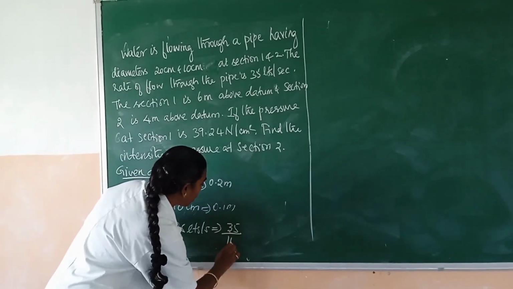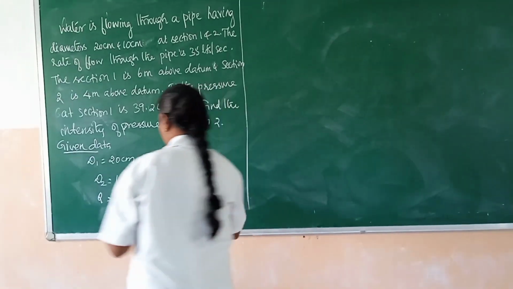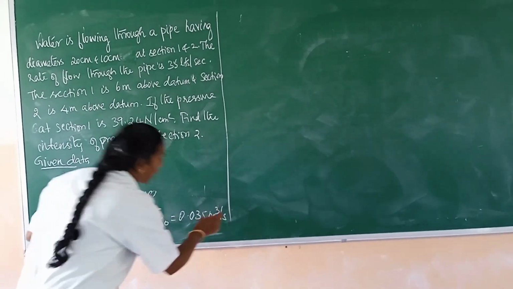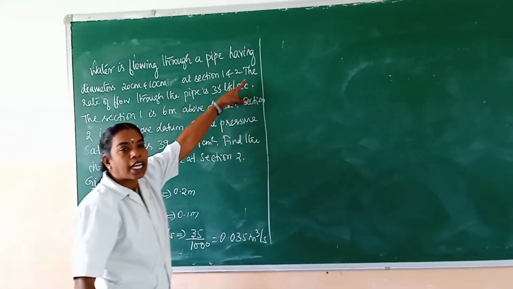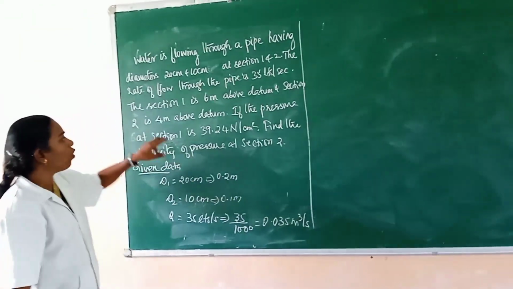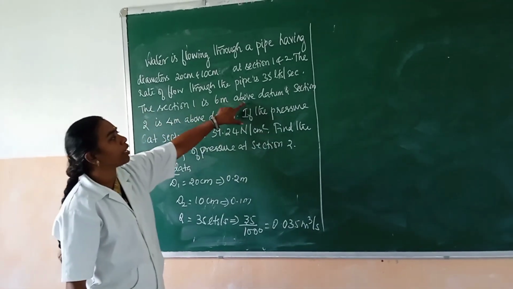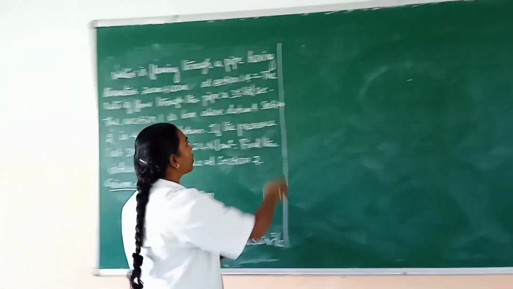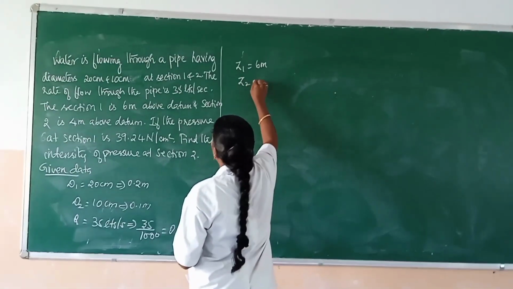35 divided by 1000, we get 0.035 meter cube per second. The rate of discharge at both sections, section 1 and section 2, is 35 liters per second. We are converting it into meter cube per second. Then it is given that section 1 is 6 meter above datum and section 2 is 4 meter above datum.